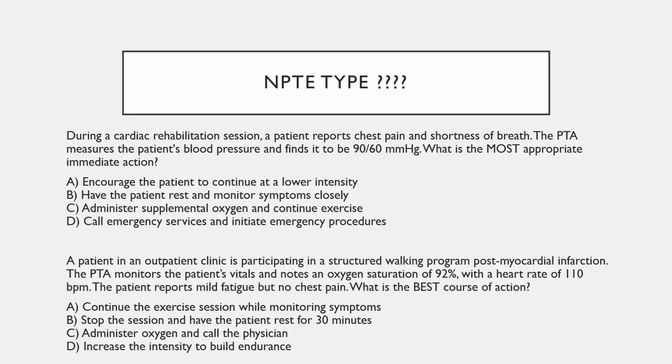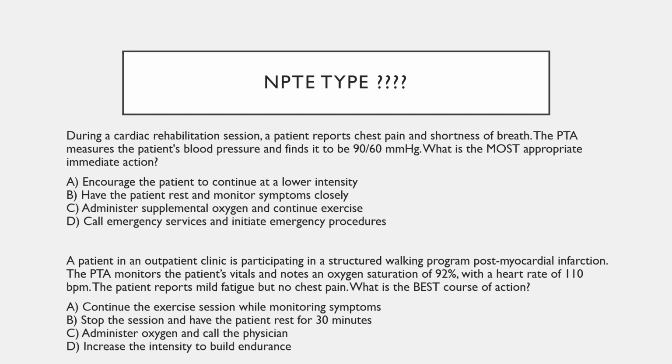Back to our questions. During a cardiac rehabilitation session, a patient reports chest pain and shortness of breath. The PTA measures the patient's blood pressure and finds it to be 90/60 millimeters of mercury. What is the most appropriate immediate action? The correct answer is D. Call emergency services and initiate emergency procedures.